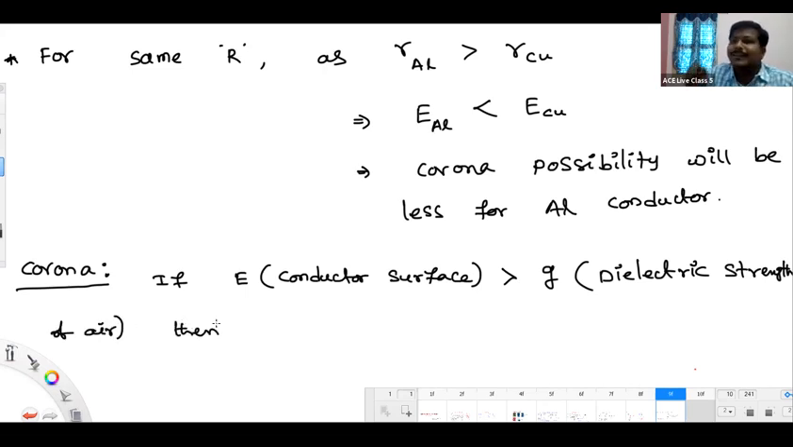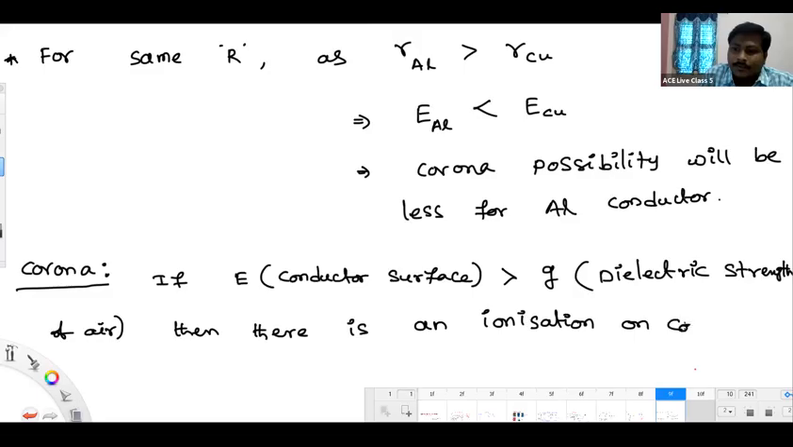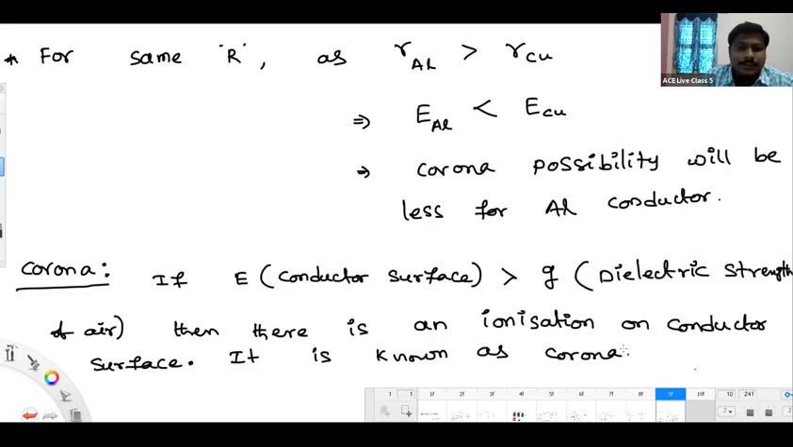Then there is an ionization on the conductor surface. There is an ionization on the conductor surface. It is known as corona in the transmission line wires. Okay.